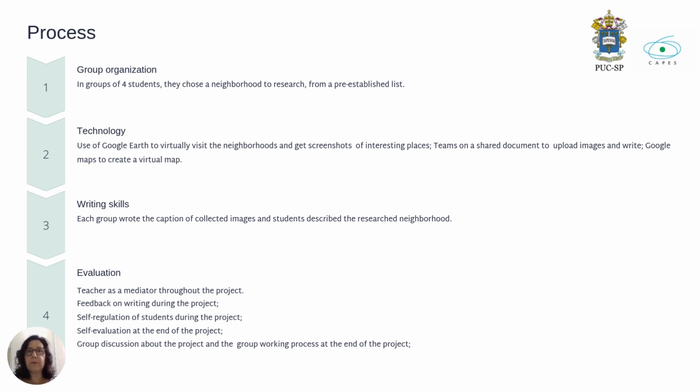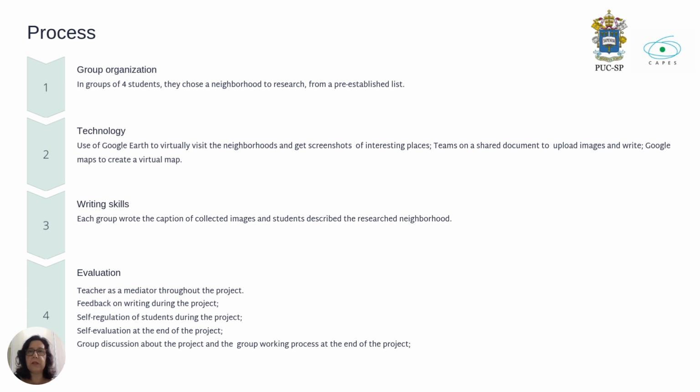There was a field trip around the school, in the neighborhood, to observe the places, the conditions of the streets, the sidewalks, and other aspects that caught students' attention. The evaluation took place throughout the process, having the teacher as a mediator. Feedback was given on the spot during the classes and in writing with comments on the document on Teams, which enabled students to self-regulate as they would have to read, understand, and rewrite, correcting eventual mistakes.